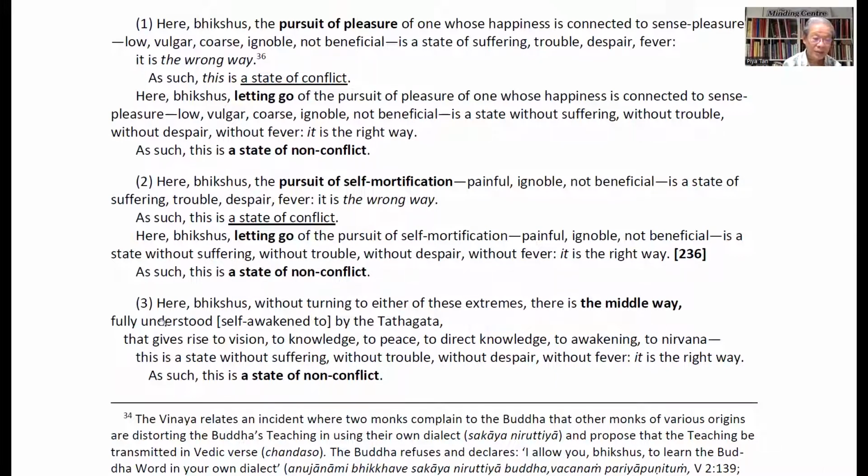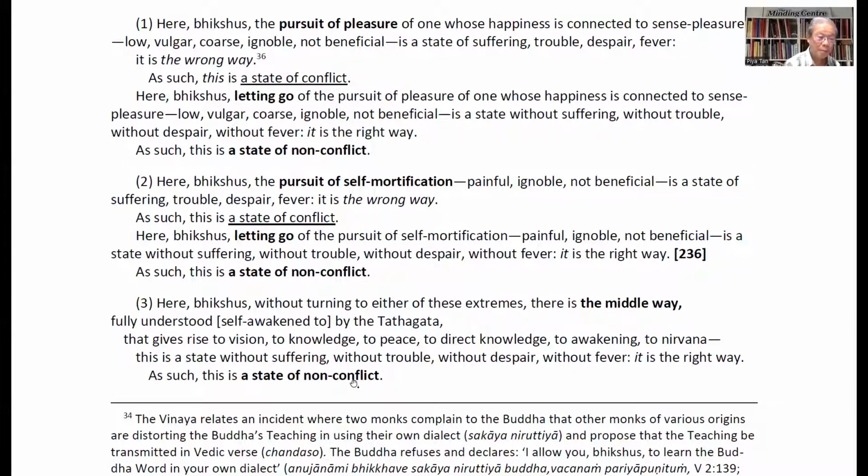3. Here, bhikshus, without turning to either of these extremes, there is the middle way, fully understood, self-awakened to by the Tathagata, that gives rise to knowledge, to vision, to peace, to direct knowledge, to awakening, to nirvana. This is a state without suffering, without trouble, without despair, without fever. It is the right way. As such, this is a state of non-conflict.